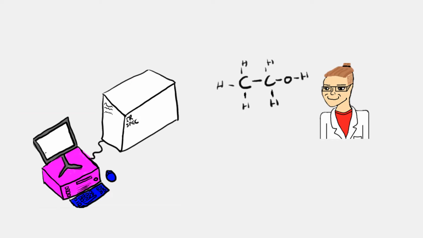Starting at the beginning then, a scientist takes the sample, puts it into the IR spectrometer. This will blast the sample with infrared radiation. It's linked to a computer which can produce a lovely spectra which we can partially interpret.